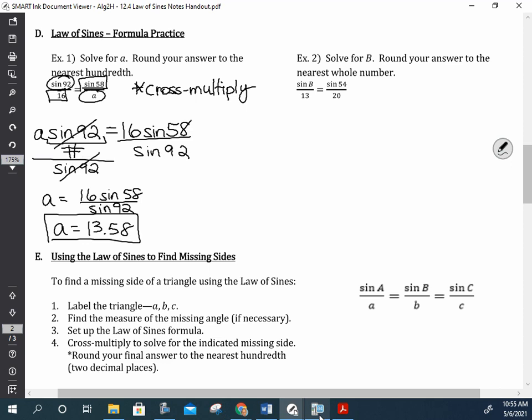So, example 1 is similar to what you would be doing for finding sides. So let's find the angle.